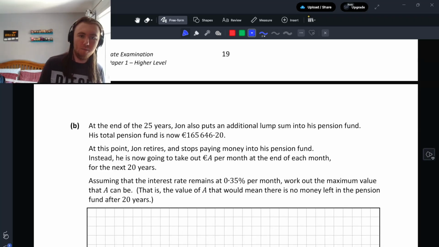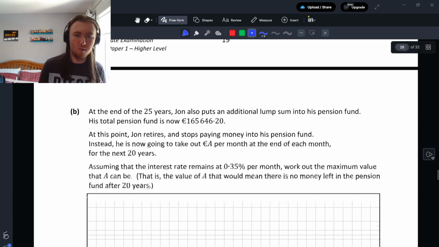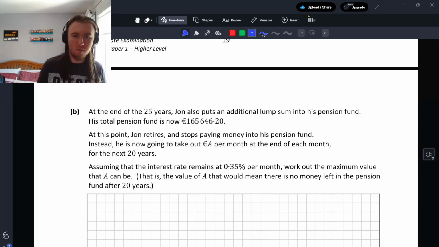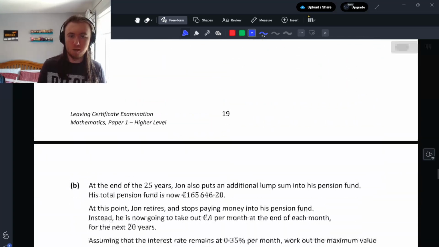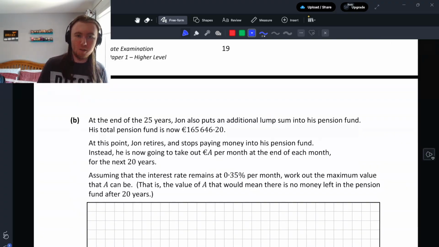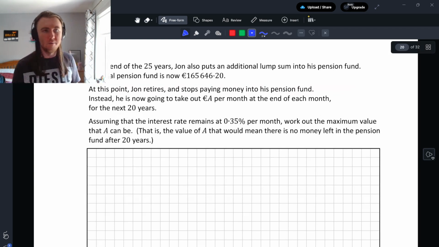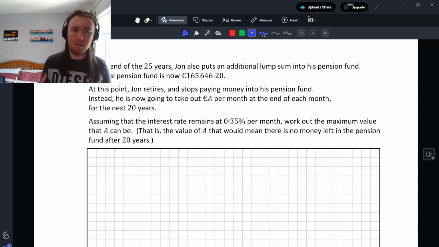Okay. At the end of the 25 years, John also puts an additional lump sum into his pension fund. His total sum is 165,646.20, which is more than the value that we got, so that makes sense. At this point, John retires and stops paying money into his pension fund. Instead, he is going to take out €8 per month at the end of each month for the next 20 years. So we're now dividing by the interest rate because we're now taking money back out.